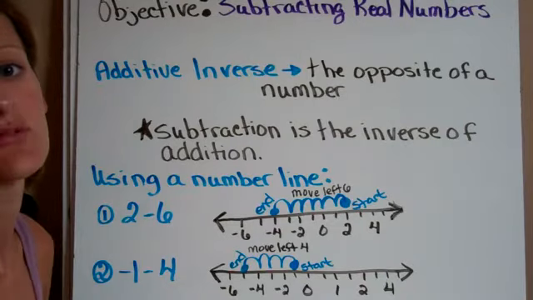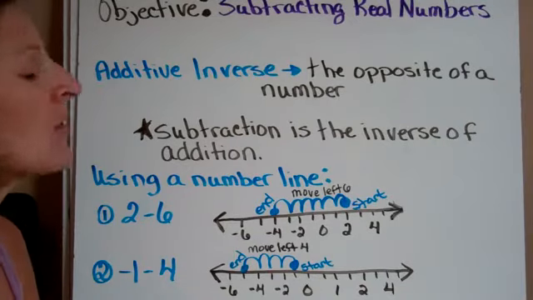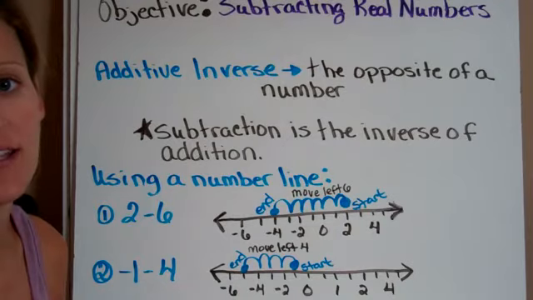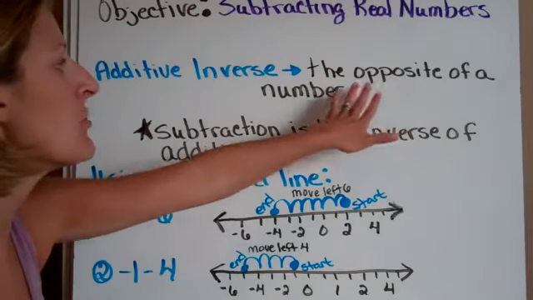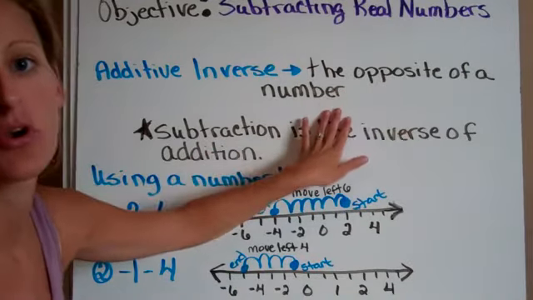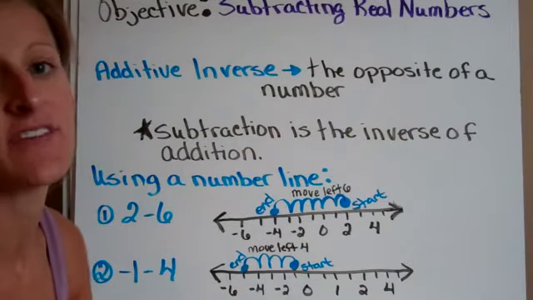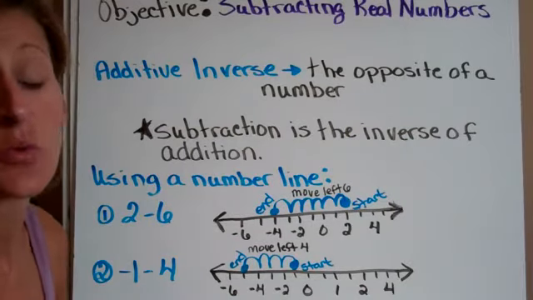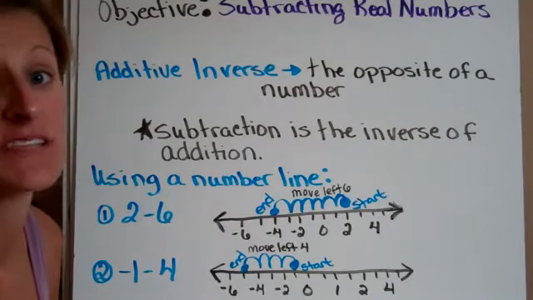We're going to look at subtracting real numbers. Now when we do this, we need to review what an additive inverse is. Remember, that is just the opposite of a number. So if I have 6, the additive inverse would be -6. When I add those two together, it's going to give me 0.